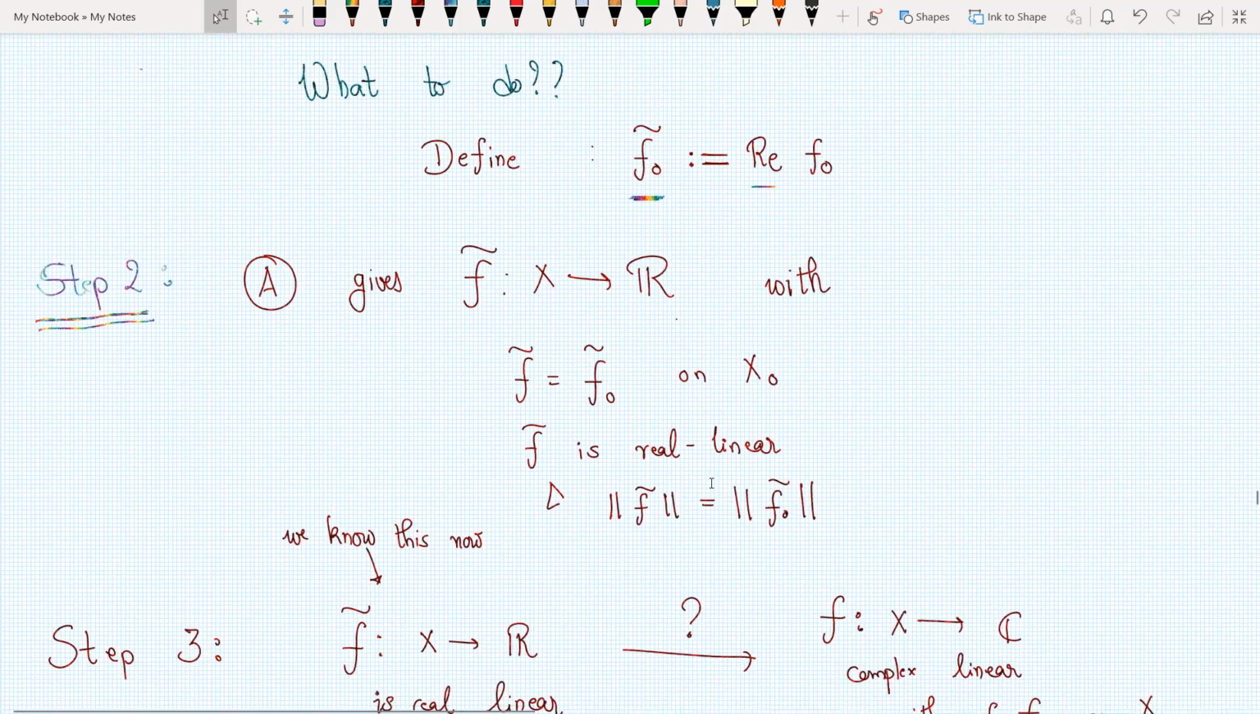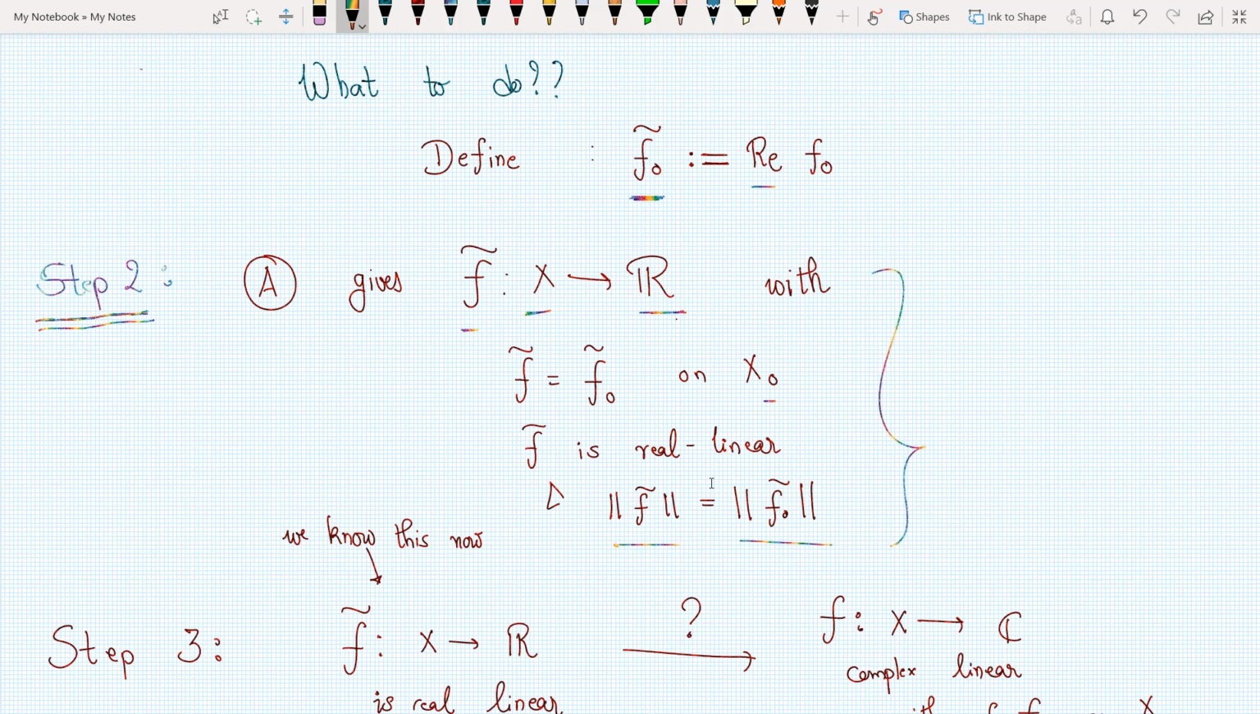what do I need to do? I said that, okay, this gives me the extension of f0 tilde to f tilde, which goes from all of x to R, such that f tilde is equal to f0 tilde on x0, and f tilde is real linear with the norms being equal. This I already know from Hahn Banach for real norm spaces.